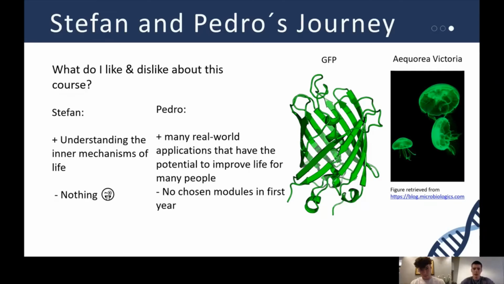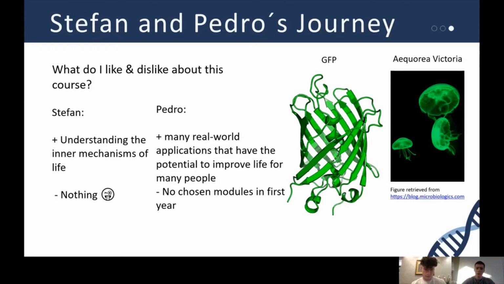And then from this, here in the box I've put that there's so many real world applications that have the potential to improve life. Reading that book actually opened my eyes to this. One example is this protein called green fluorescent protein on the right here, which is found naturally in this species of jellyfish. Now we can attach it to different proteins we want to study, and then using microscopes, we can see where these proteins go within cells. So it tells us so much about how cells work.